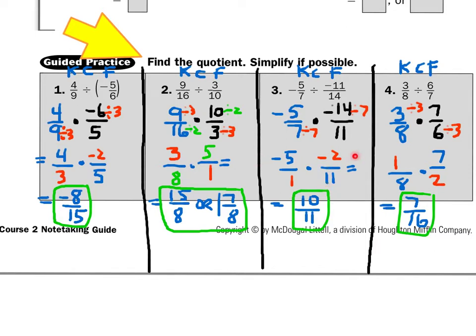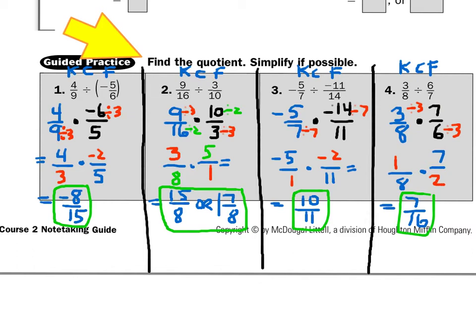And now I multiply straight across. -5 times -2 gives me +10. 1 times 11 gives me 11, and I box my answer. Take a look at number 4. 3 over 8 divided by 6 over 7. Keep, change, flip. Keep the first fraction the same, 3 over 8. Change division to multiplying. Flip that second fraction, 7 over 6.